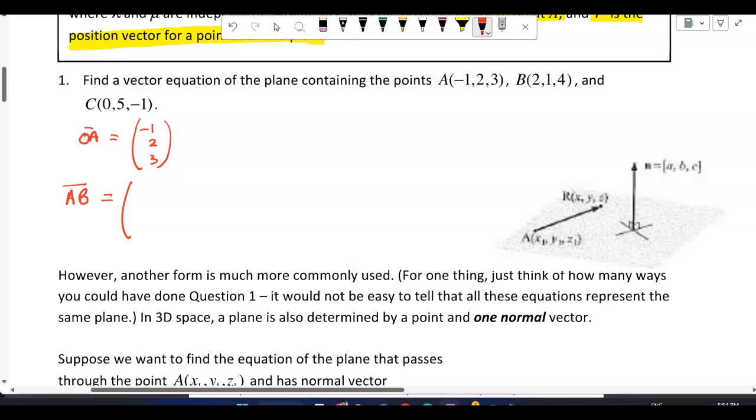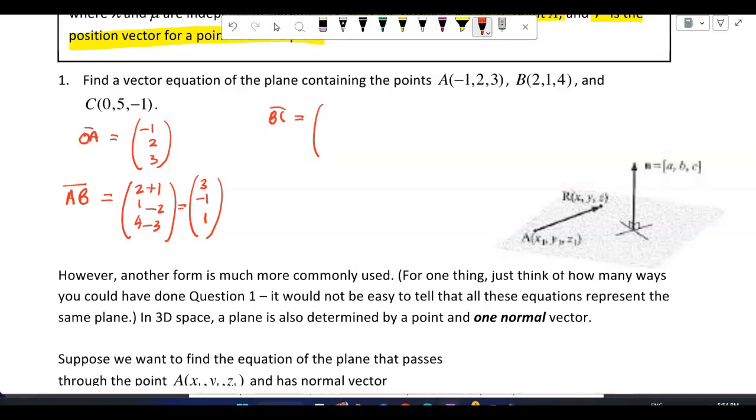So this is B minus A. That is 3 minus 1, 1. Then you have your vector BC. This is a point, and this is your direction vector 1. This is your direction vector 2. So BC is C minus B.